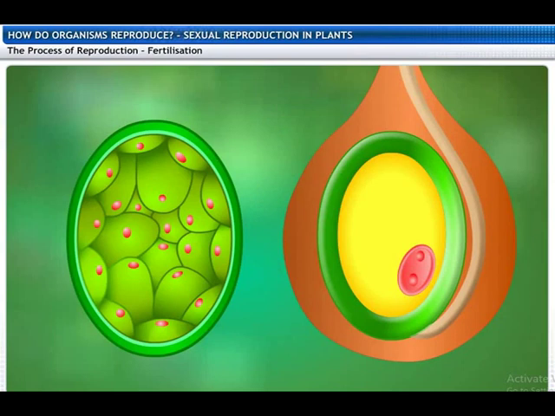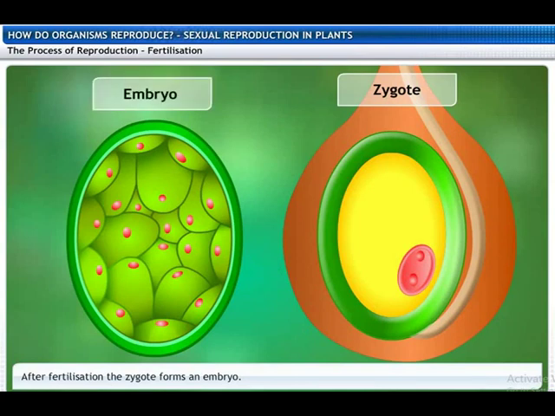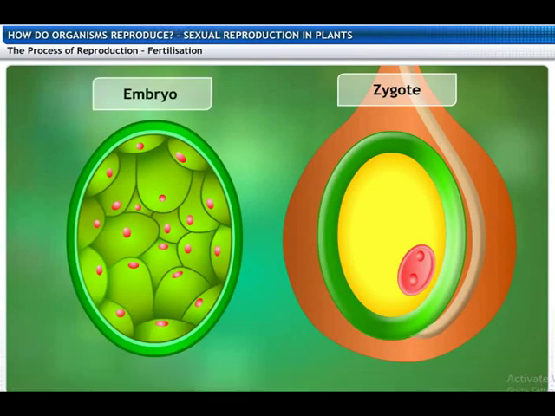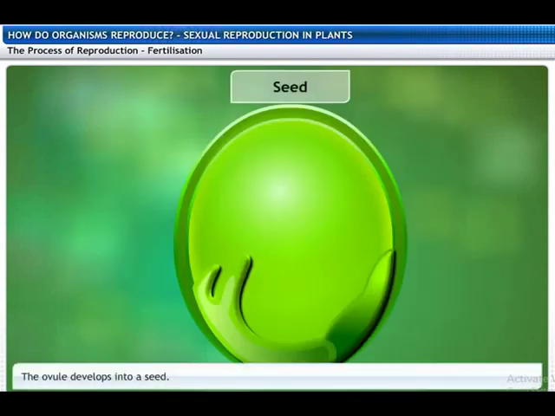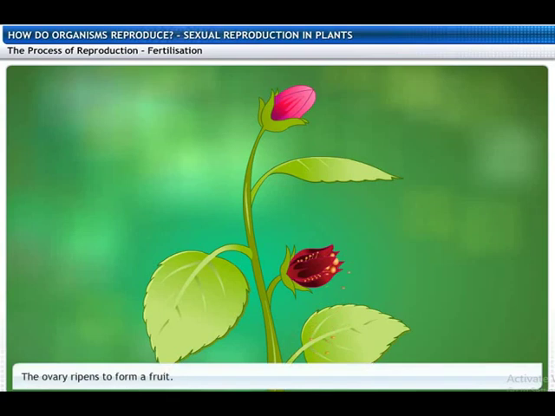Not so fast. After fertilization, the zygote divides several times to form an embryo within the ovule. The ovule then develops a tough coat and is gradually converted into a seed. These are the seeds that we use to raise new plants. But the seed is not available to us just yet. It is enclosed in the ovary that grows rapidly and ripens to form a fruit.